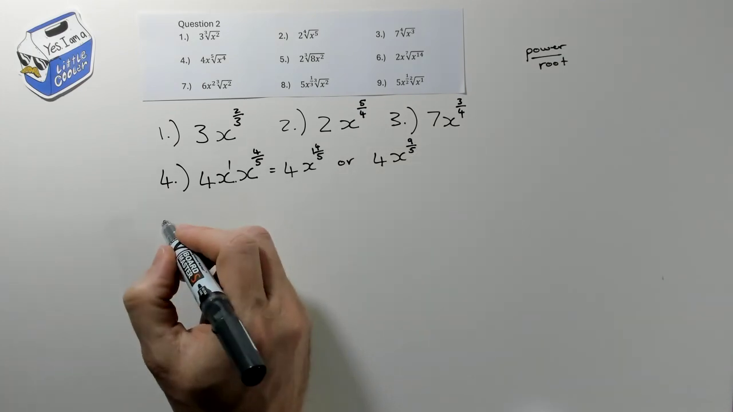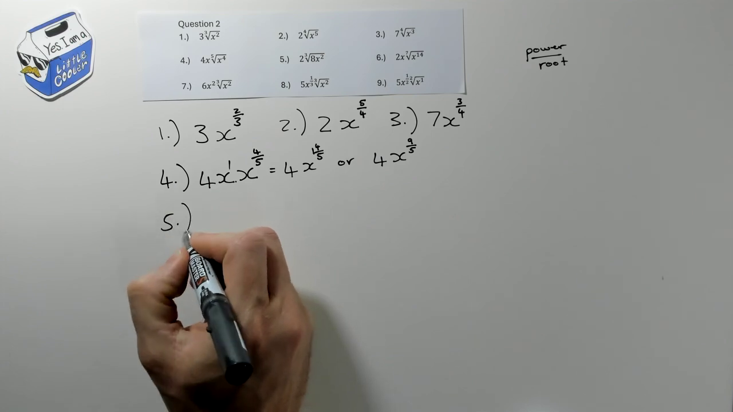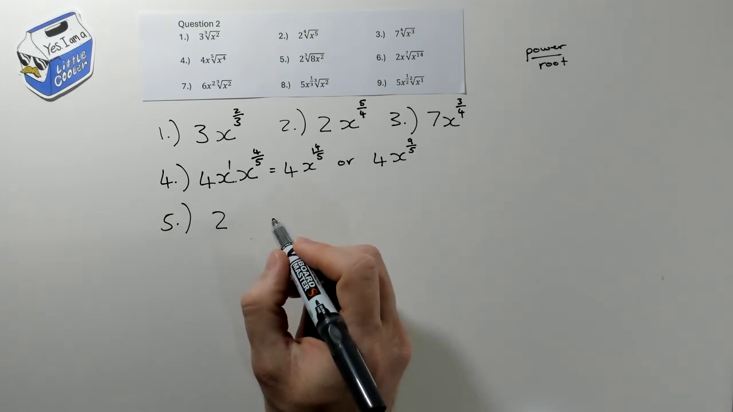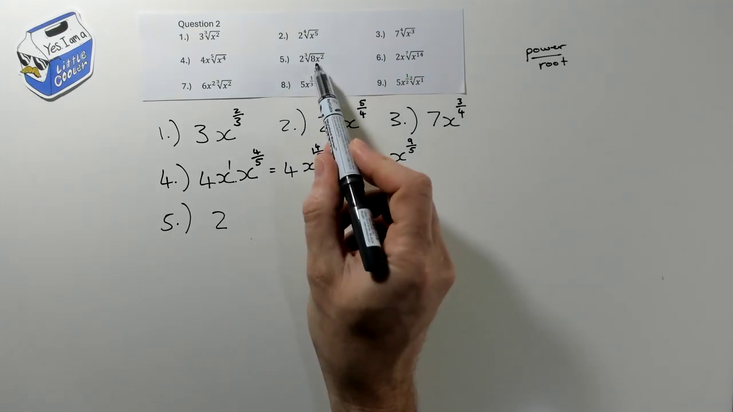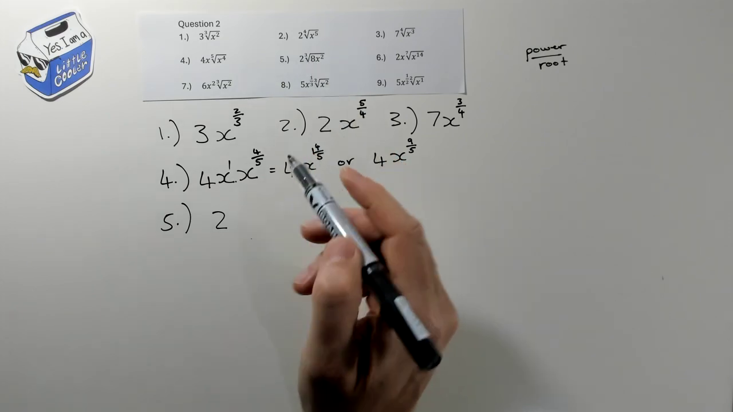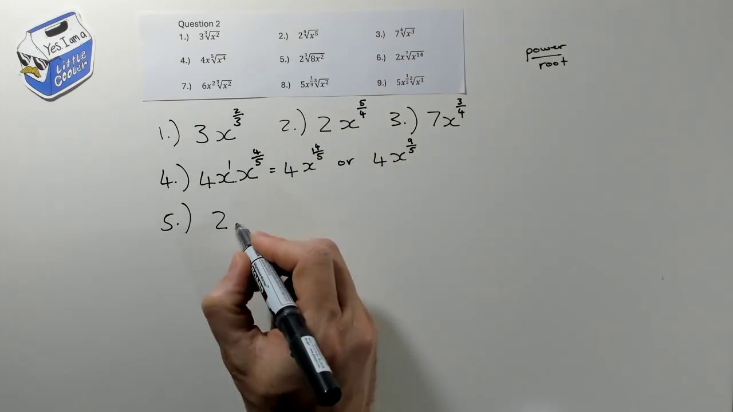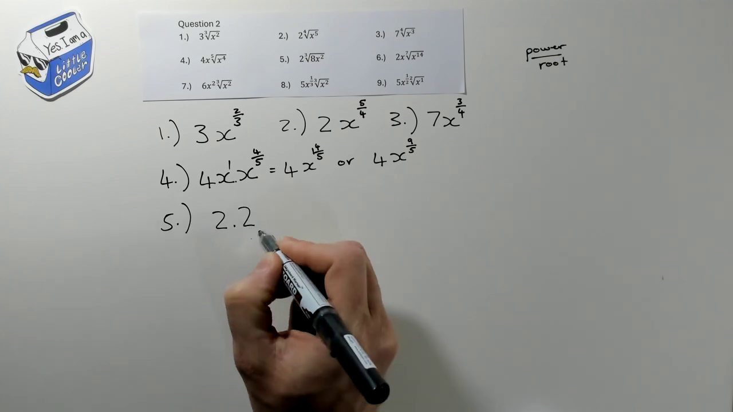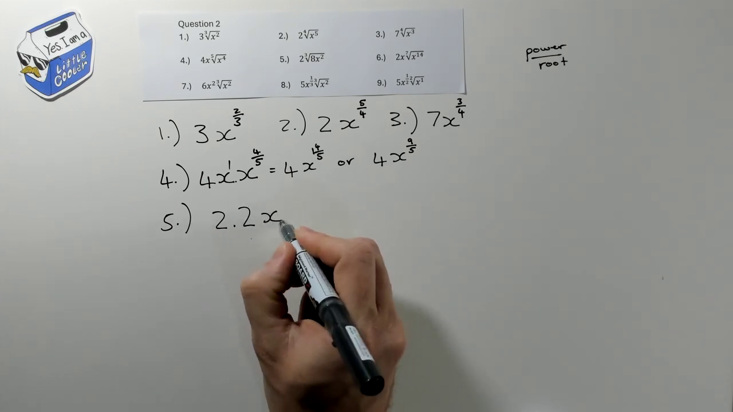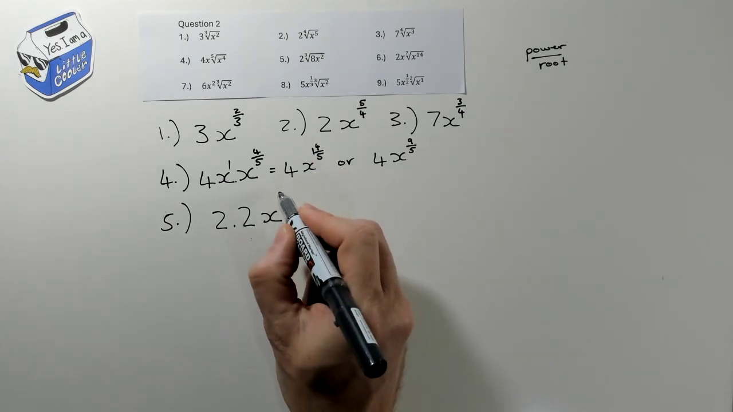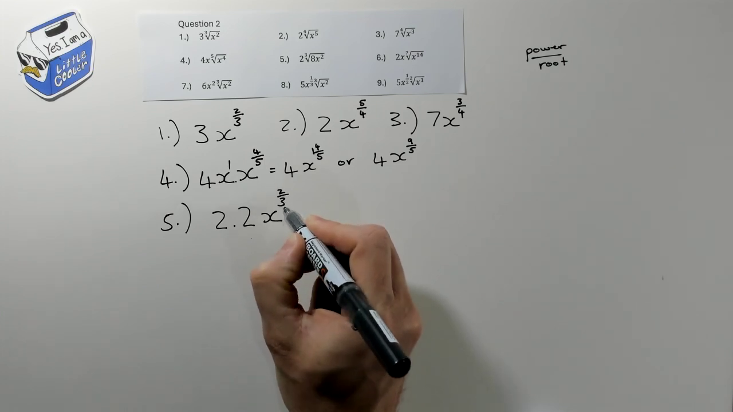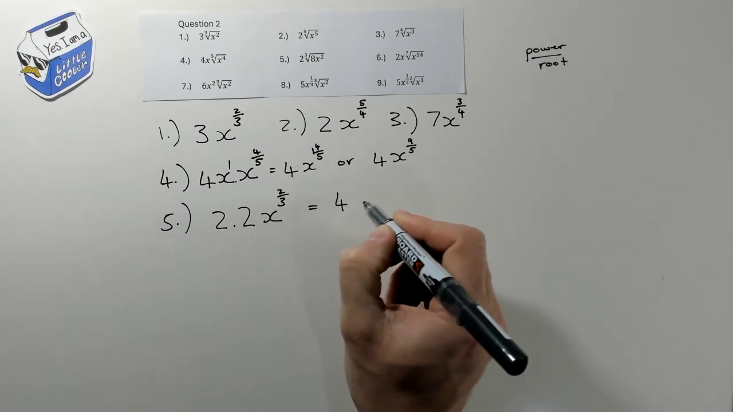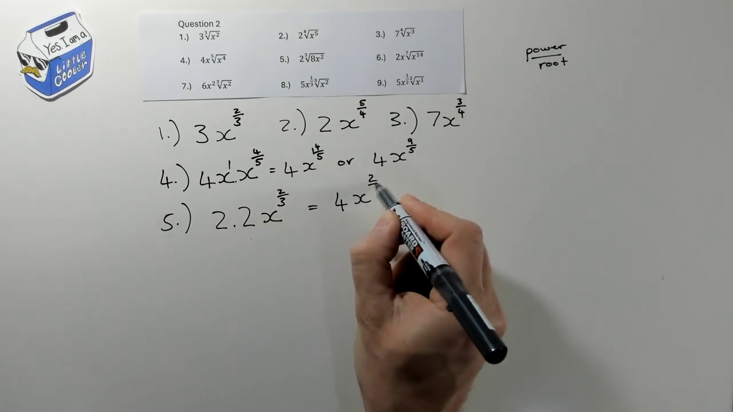Cool. And number 5, I have a 2, and here I have an 8x squared. So the cube root of 8 is 2, so I'll show both ways again, but I know that's going to be a 2, and then I can write x to the power over root, which is 2 over 3, and this will just become 4x to the 2 over 3.